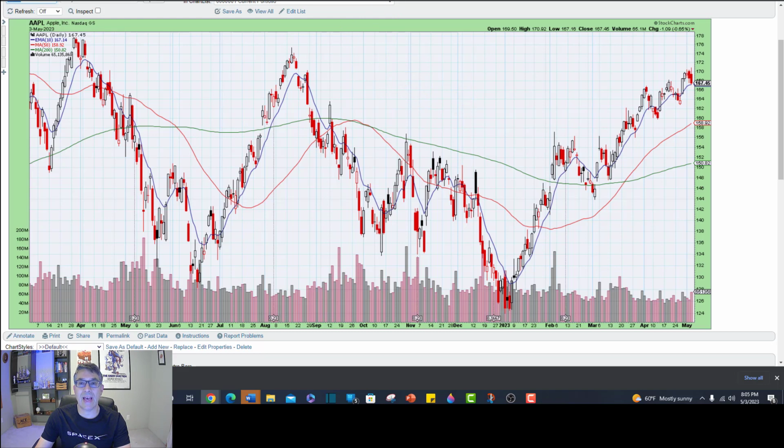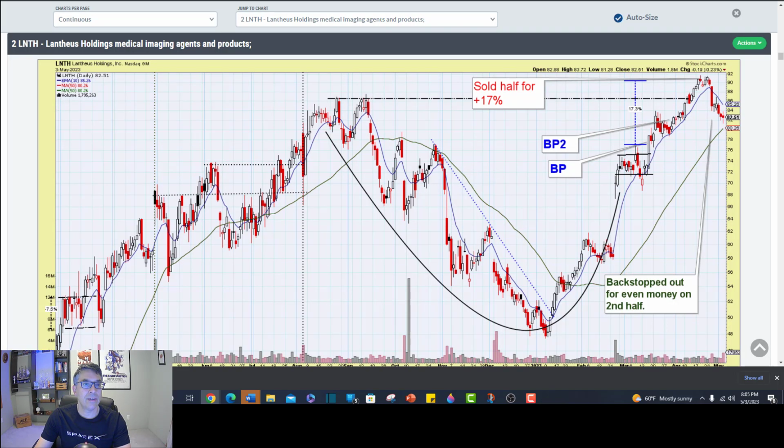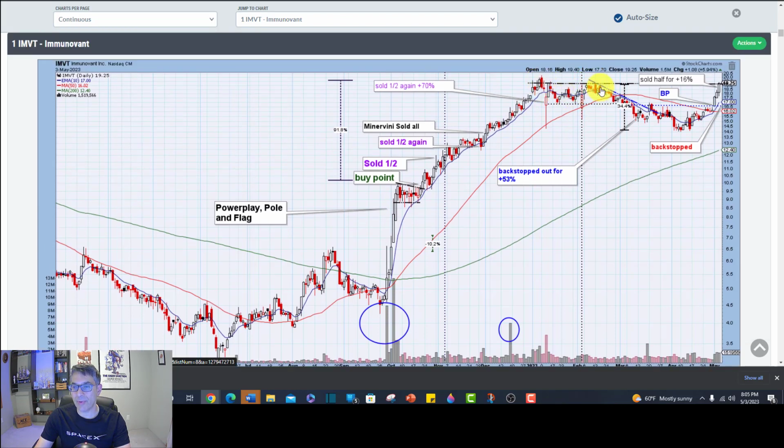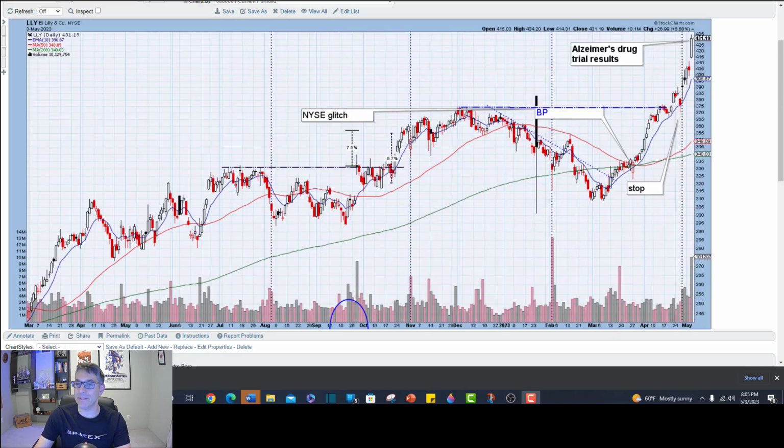Whereas if you look at, I was just looking at, where is it here? IMVT. Look at this nice head and shoulders bottom, power play, pullback with flag, and then we have a failed cup with handle, and then here we have a really nice cup. So that's one thing to consider. Anyway, that was a tangent.